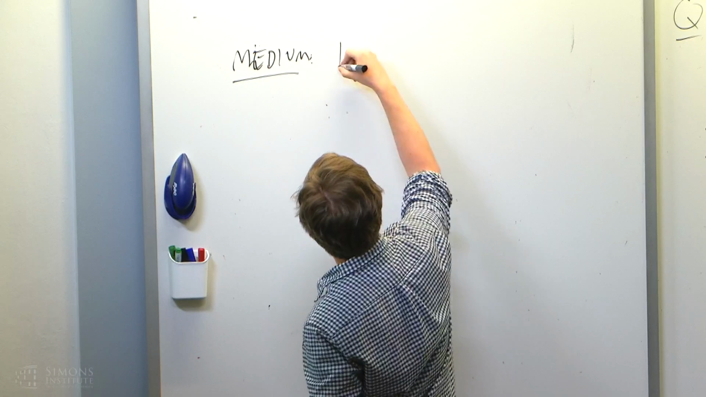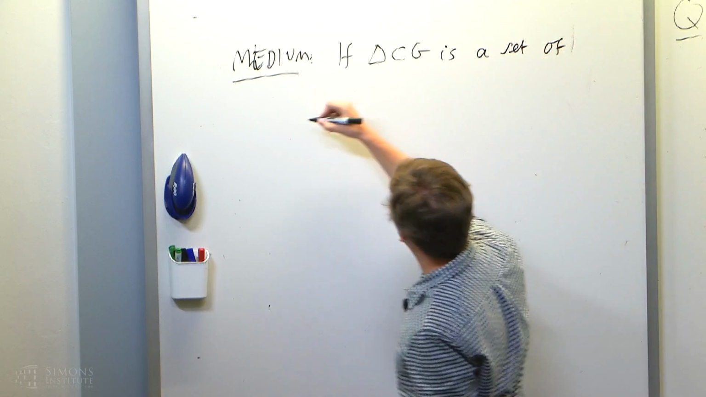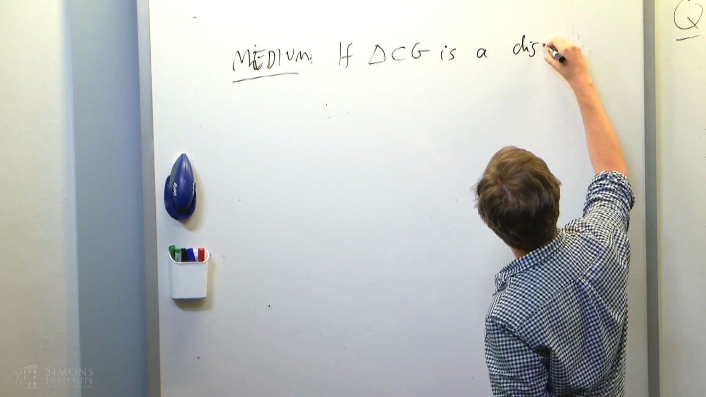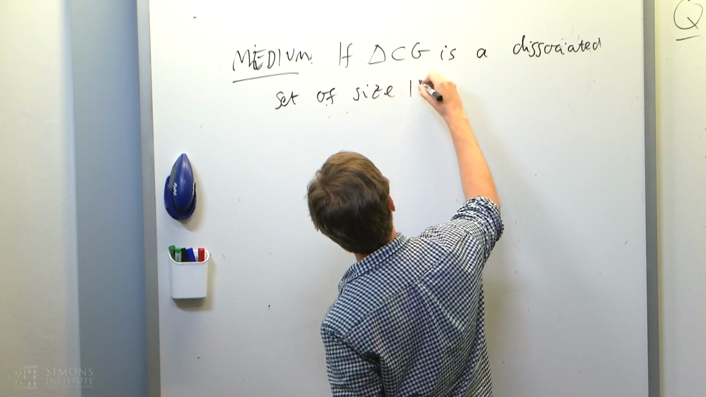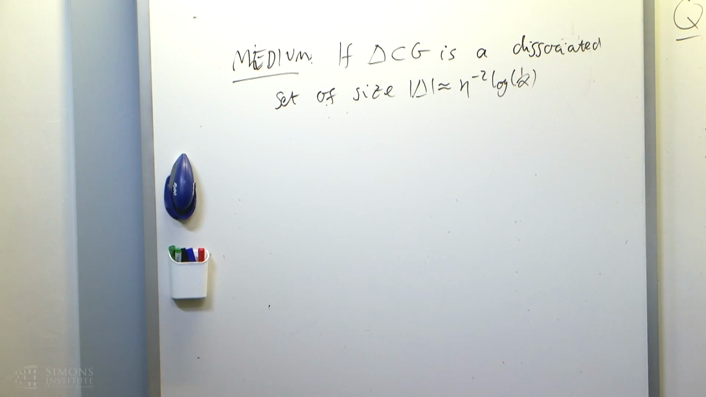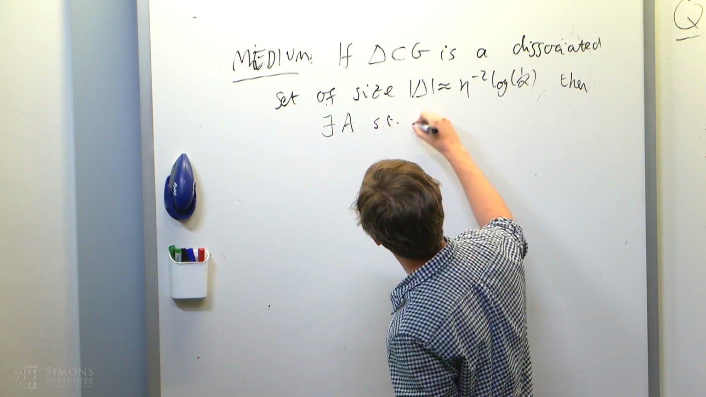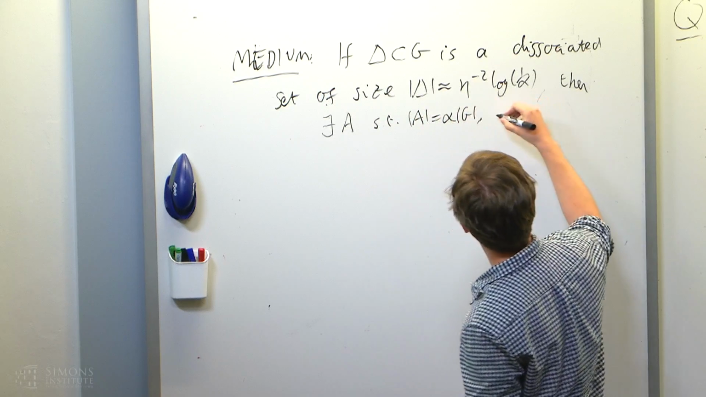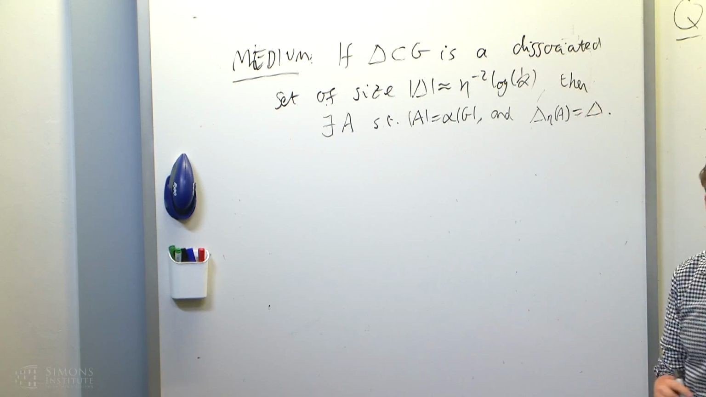And it turns out that if delta is a dissociated set of size e to the minus 2 log 1 over alpha. And by dissociated here, I essentially just mean the same as linearly independent in the case of F_2^n. So there are no non-trivial additive relations among delta. Then there exists A such that the density of A is alpha in G, and its level spectrum is precisely this set.